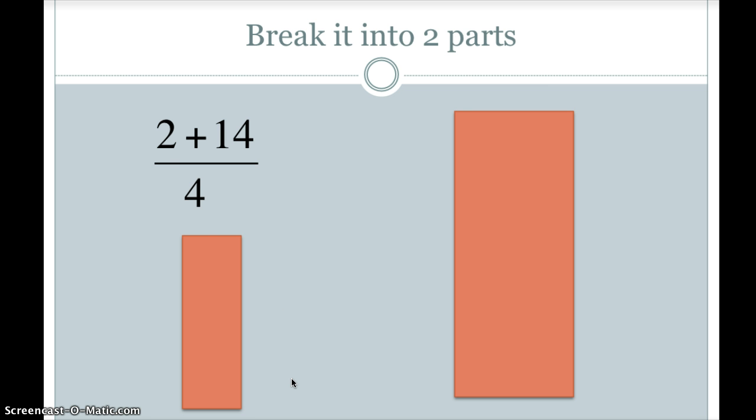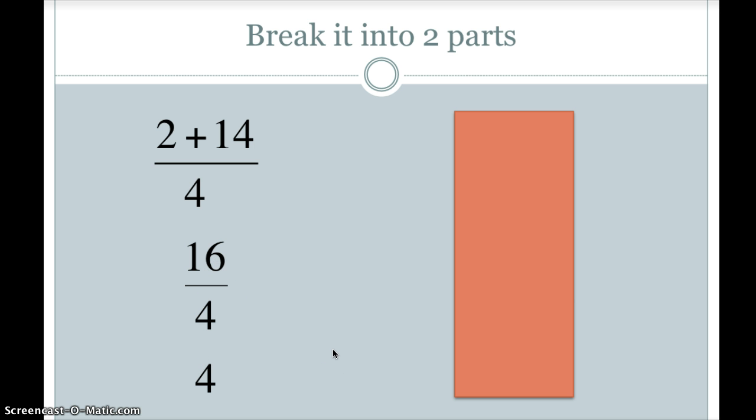From here, I'm going to break it into two parts. So the first thing I'm going to do is 2 plus 14 over 4. When I do that, I'm going to do my numerator first, the top part, the 2 plus 14, which gives me 16, and the 4 on the bottom stays the same. Then from there, it's a simple division. I'm going to do 16 divided by 4, giving me 4.